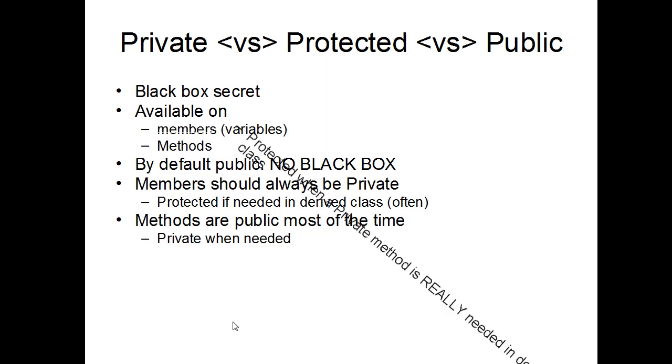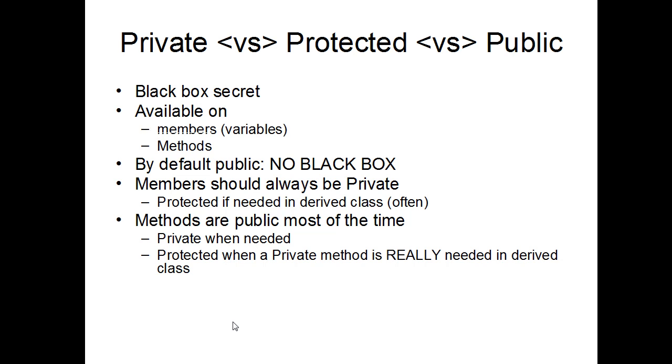So you put your methods as private when they are really nobody's business, and you put them as protected when they are needed in a derived class. And when they are needed from the outside world, you say that they are public and you can access them.